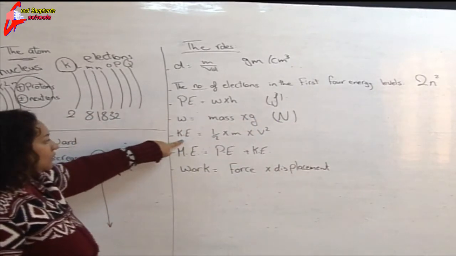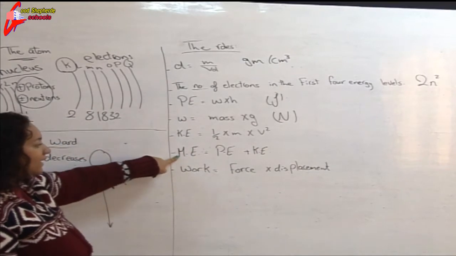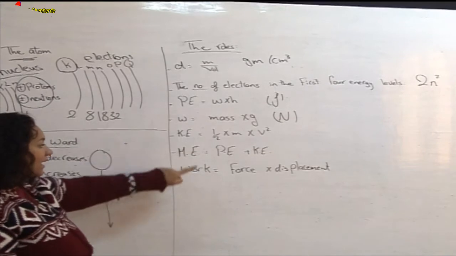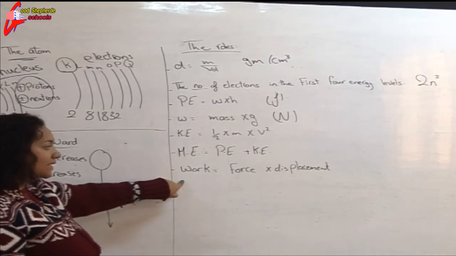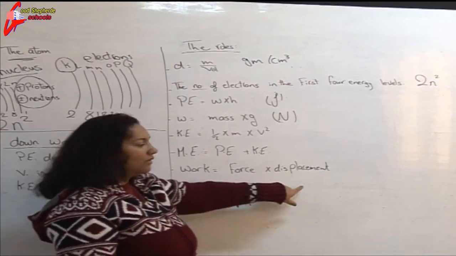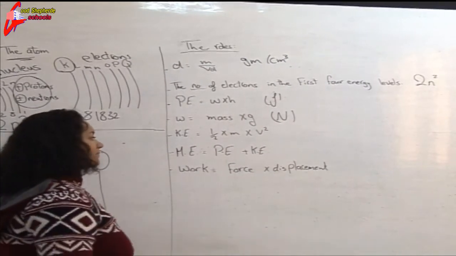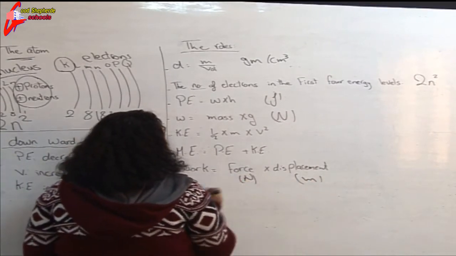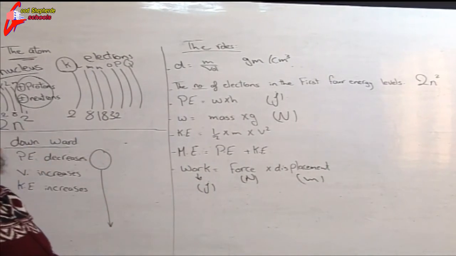Kinetic energy equals half mass times V squared, also in joule. Mechanical energy equals potential energy plus kinetic energy, in joule. And the last thing is work equals force times displacement, and displacement, we can say it's a distance, in meters, and force in Newton, and of course work in joule, like any energy.